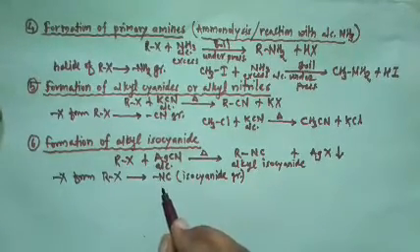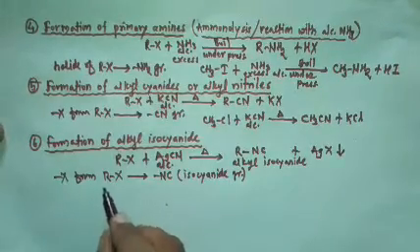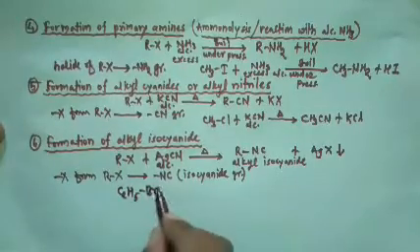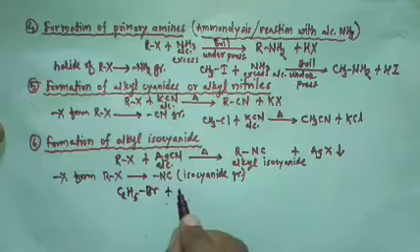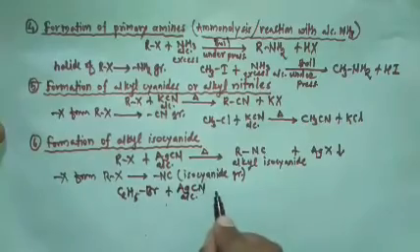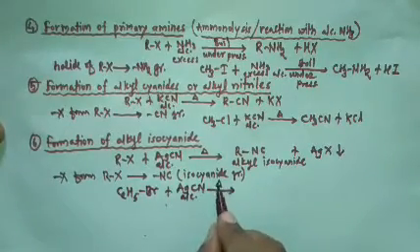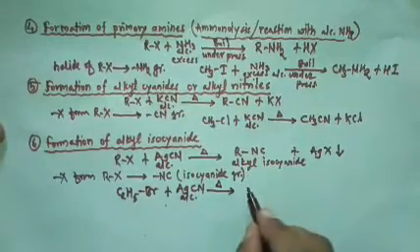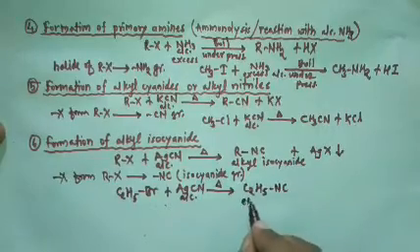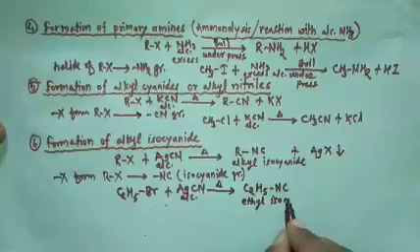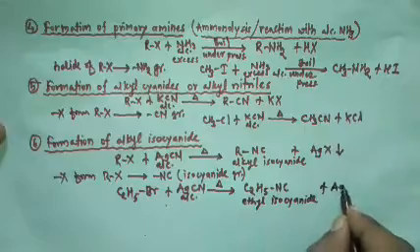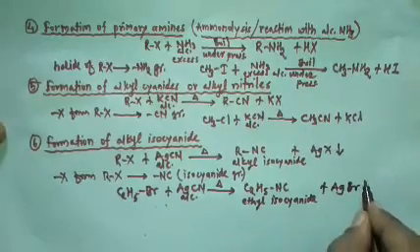Let's study one example. When ethyl bromide is reacted with alcoholic silver cyanide, and the reaction mixture is heated, then there will be the formation of ethyl isocyanide. So this is the ethyl isocyanide, and here the byproduct formed is the precipitate of silver bromide.